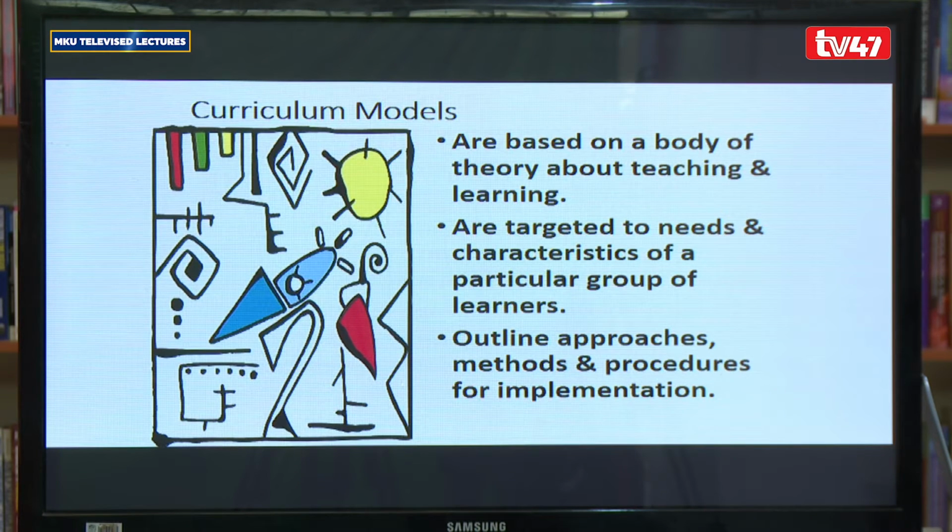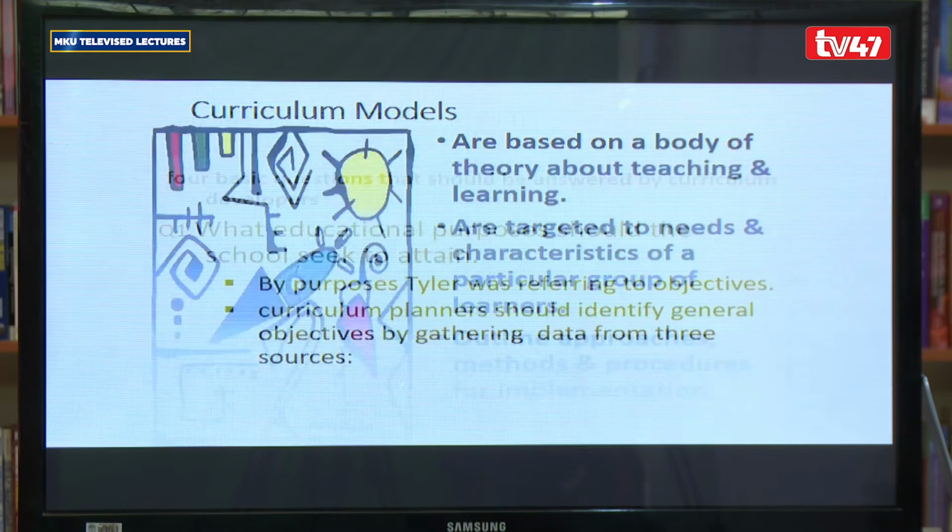Curriculum models are based on a body of theory about teaching and learning. They are targeted to the needs and characteristics of a particular group of learners. They outline approaches, methods, and procedures for implementation.